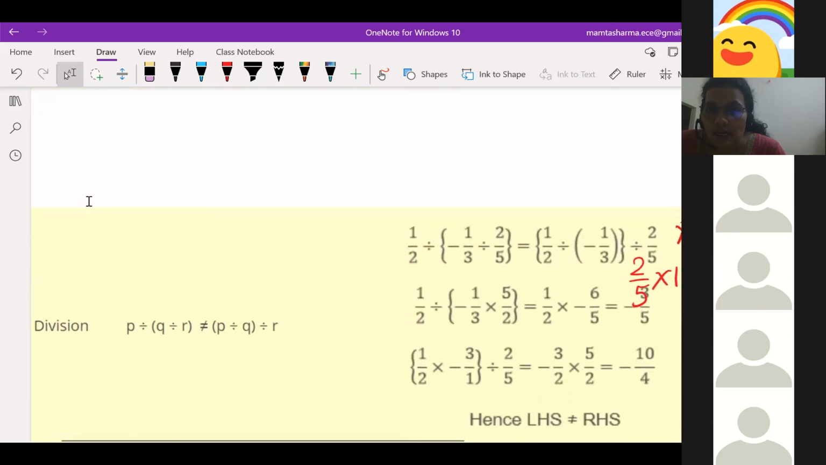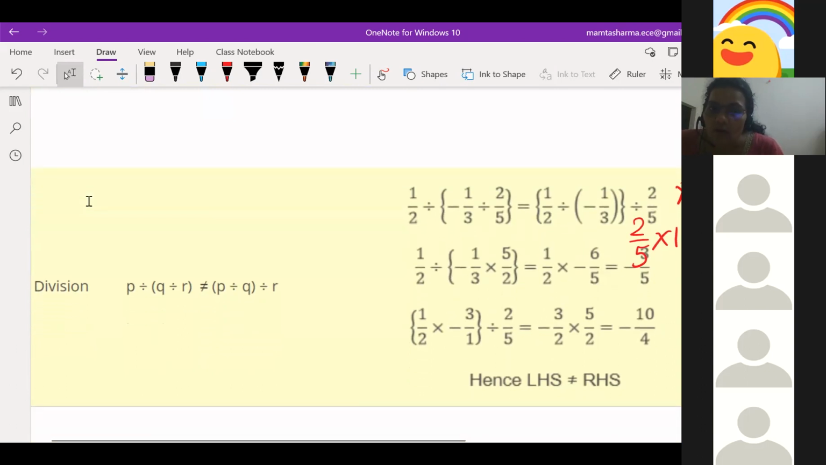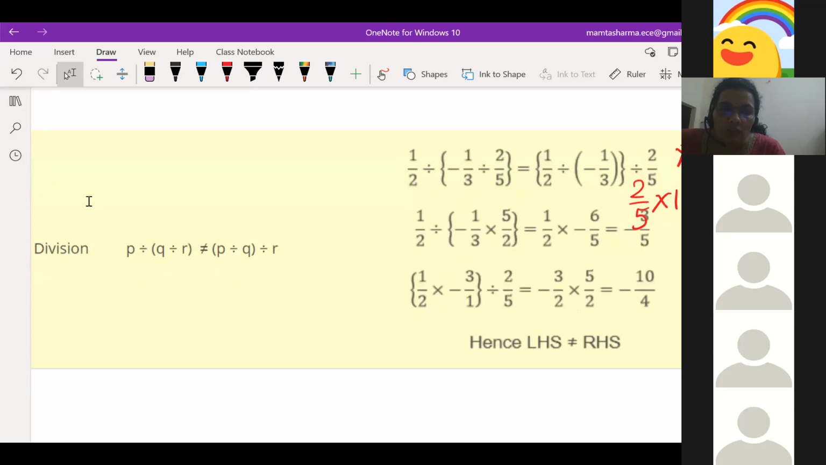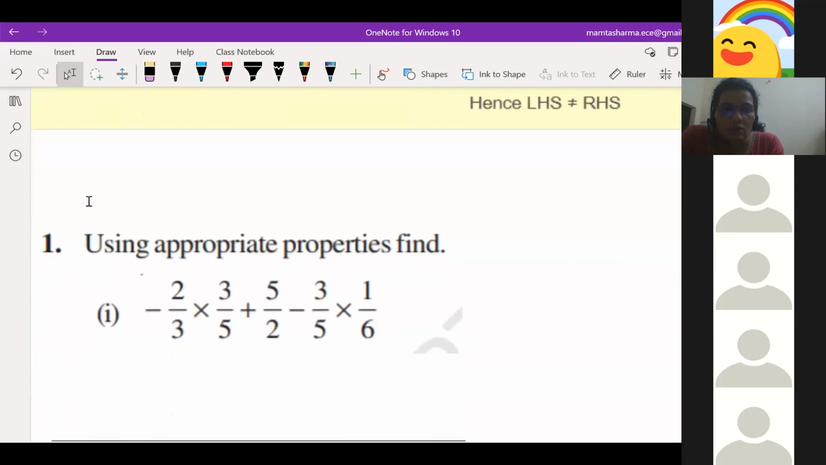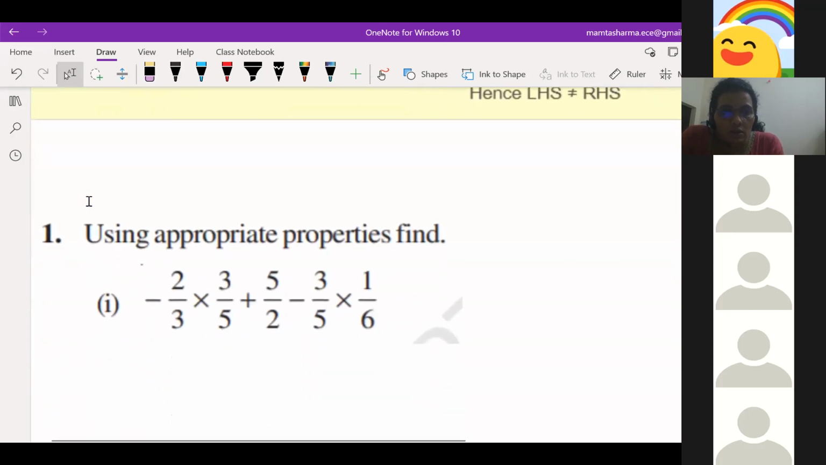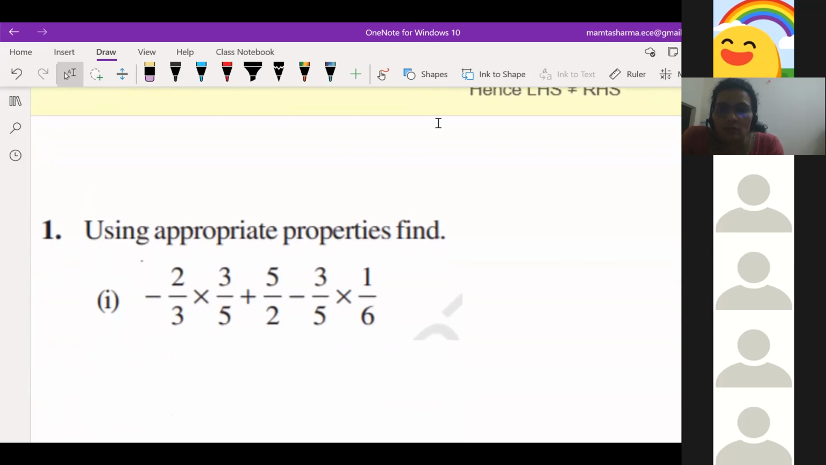Actually, this is your revision class, so I cannot teach you everything in detail. I will try to solve more questions of different patterns in this class, so that if any question comes in the paper, you will be able to solve it and get a good score. So now, using appropriate property, I am giving you questions. Based on this property, let us solve a few questions.